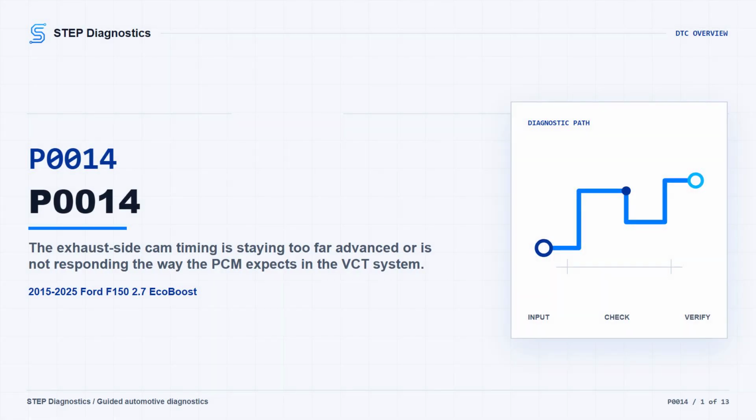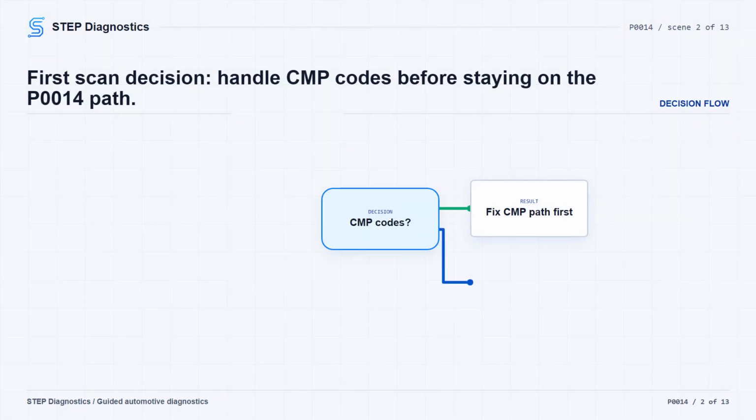On this 2015 to 2025 F150 with the 2.7 EcoBoost, P0014 is a VCT functional fault. In plain language, the PCM is seeing the exhaust cam timing on bank 1 act over-advanced or stay advanced when it should not. The truck may idle rough or feel off when the cam timing is being moved.